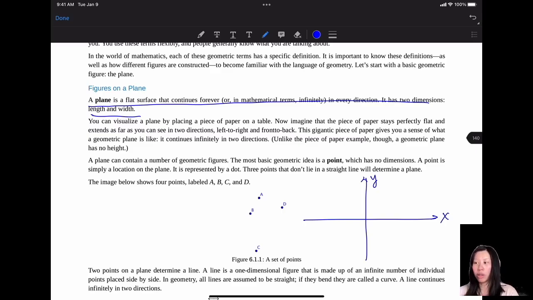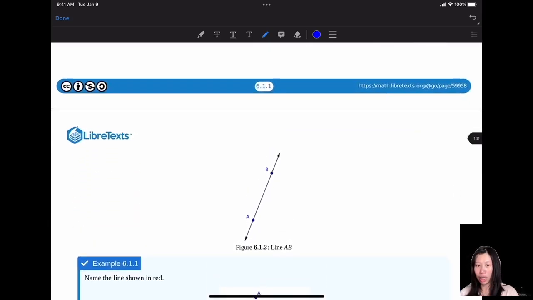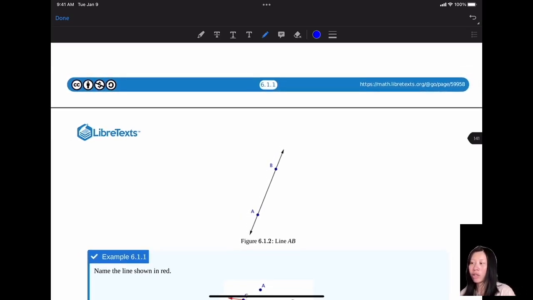And then with two points, we can form a line. So what does a line look like? A line looks like this one. A line is a one-dimensional figure that's made of an infinite number of individual points. So that means in here you have multiple points, they come together to form a line. So below is line AB. In geometric notation, we draw it as AB with an arrow on top, with two arrows, that indicates that the line keeps going forever in these two directions.